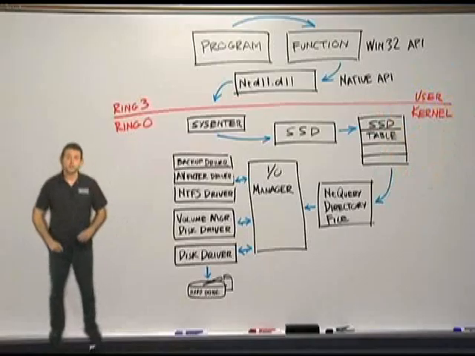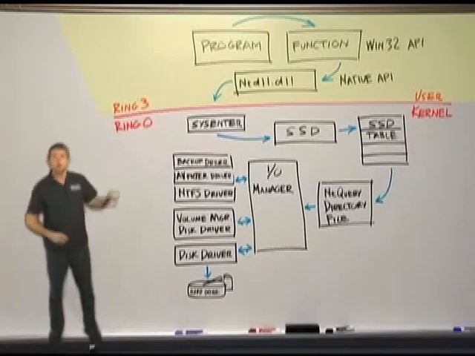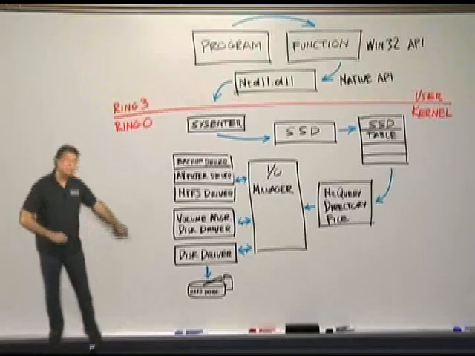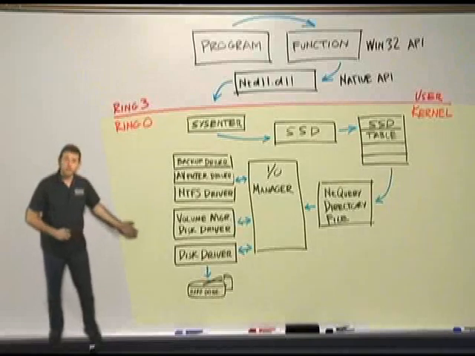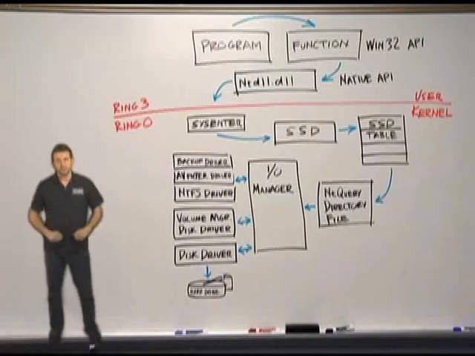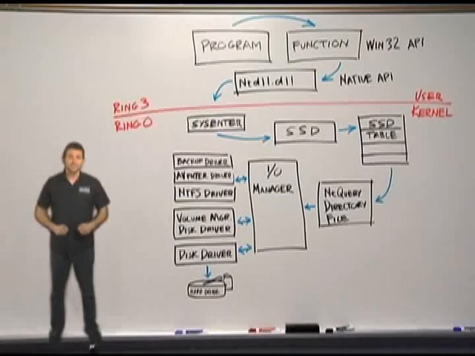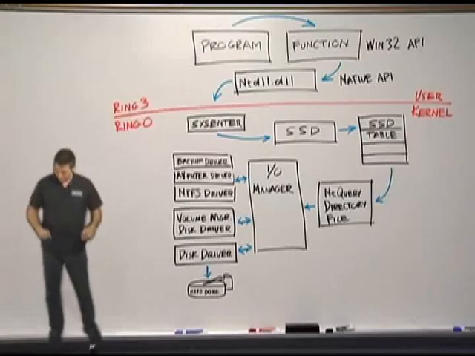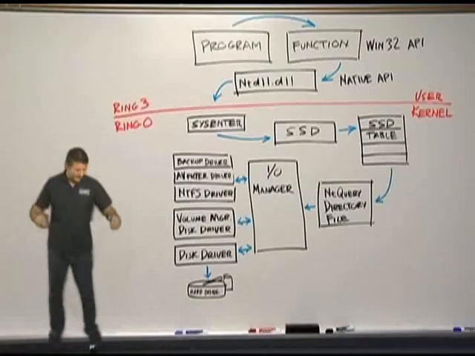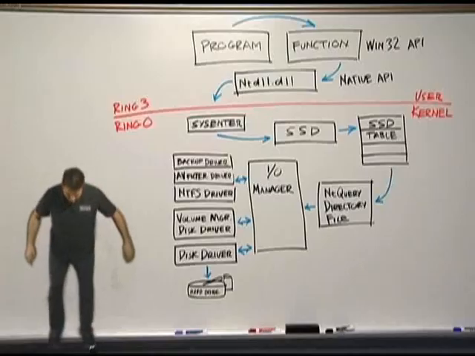A user mode rootkit hooks functions here, while a kernel mode rootkit hooks functions that occur here. Hooking here in ring 0 is much more difficult, but much more powerful. That's it. Next we cover how to detect rootkits. Well, as soon as I figure out how to get out of this magic whiteboard.